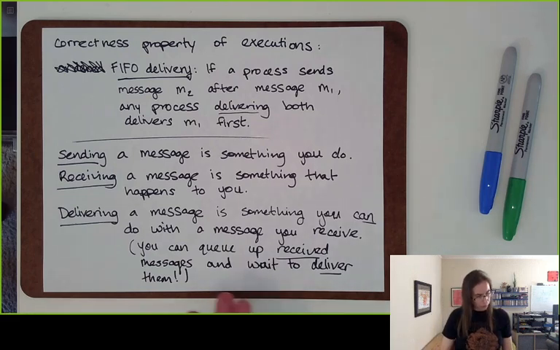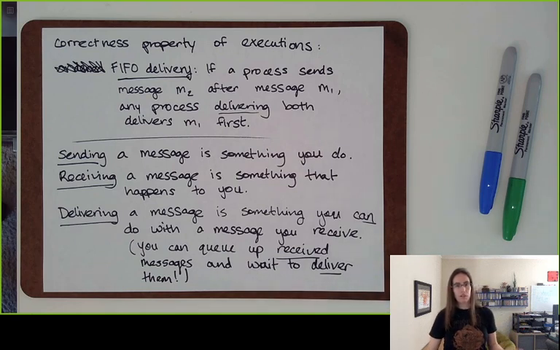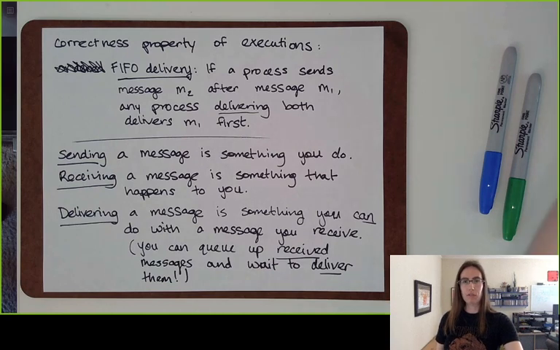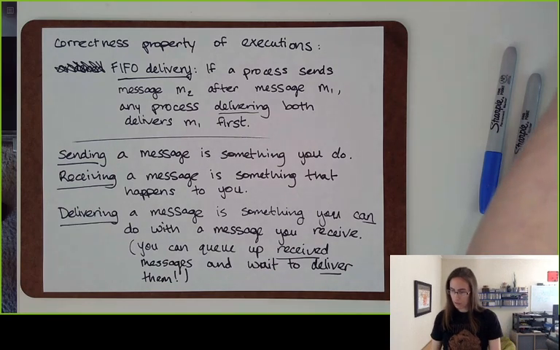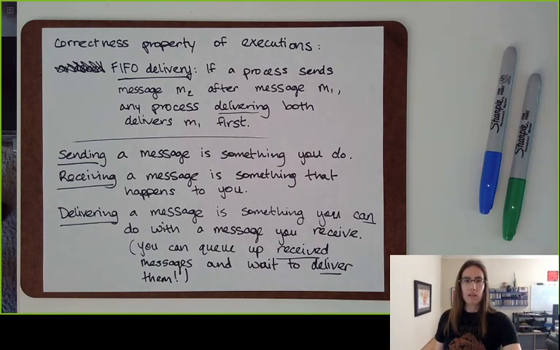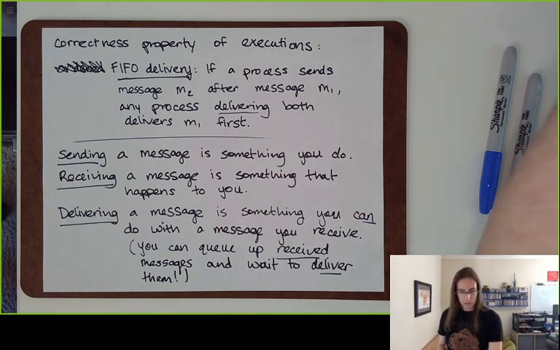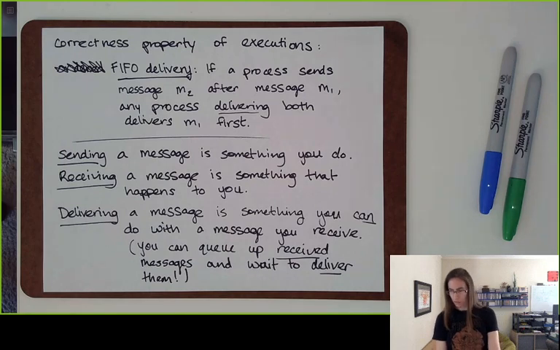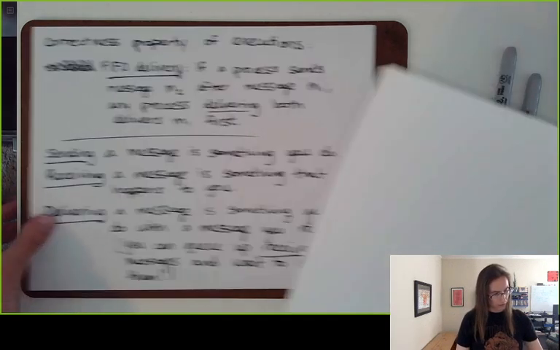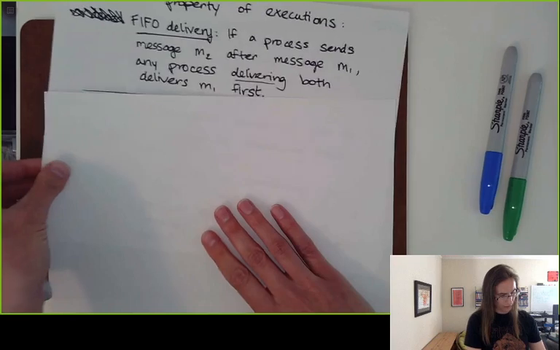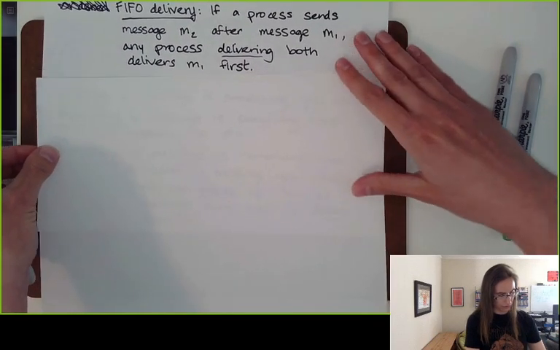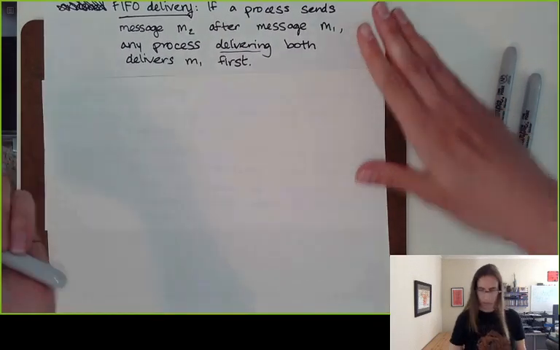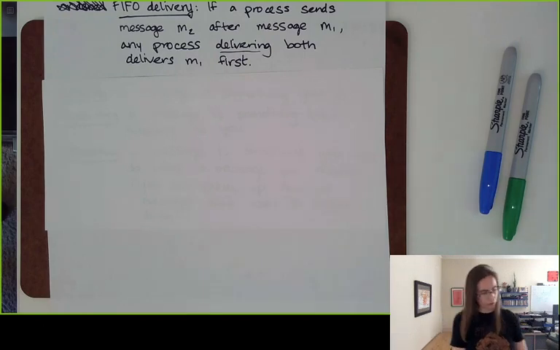So why would you want to queue up a received message and not deliver it immediately? Somebody suggests maybe you can get further messages that would change what you might want to deliver. Yeah, that's a good point. So in particular, let's keep this FIFO delivery definition right here. A violation of FIFO delivery could look like this.